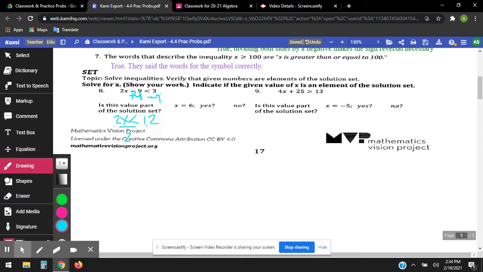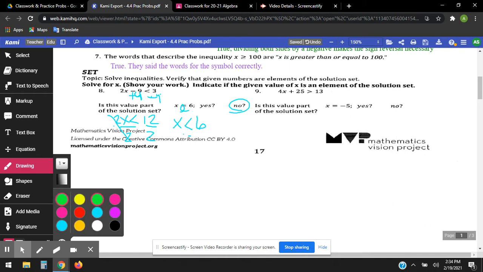Divide by 2, those cancel. So x is less than, sorry, not 12, 6. We just said that. Okay, so can it be equal to 6 with this symbol? No. So that is not part of the solution set. Let's do this next one.